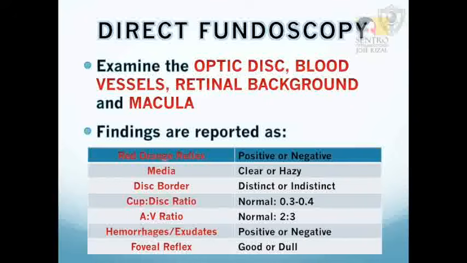The findings are reported as positive or negative ROR, clear or hazy media, distinct or indistinct disc borders. The normal cup disc ratio is 0.3 to 0.4. The normal AV ratio is 2:3. Note for hemorrhages or exudates, and check if the foveal reflex is good or dull.